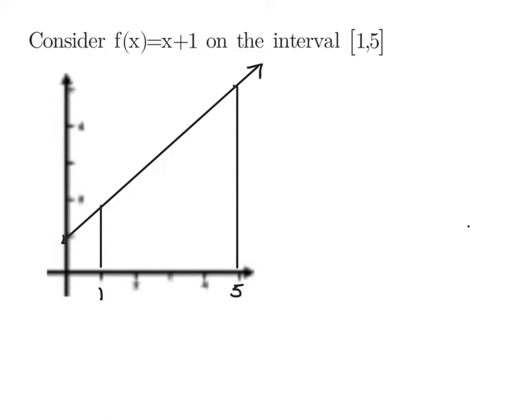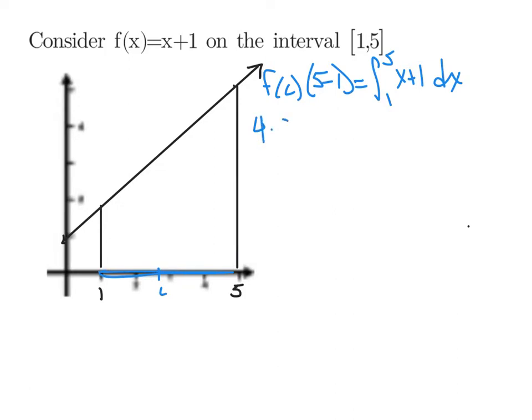Well, the mean value theorem is saying that there is some c where f of c times the width of the interval, that 5 minus 1, is equal to the definite integral from 1 to 5 of f of x dx. So when we calculate that, that would be 4 times f of c is equal to the integral of x plus 1, which is 1/2 x squared plus x, evaluated from 1 to 5.